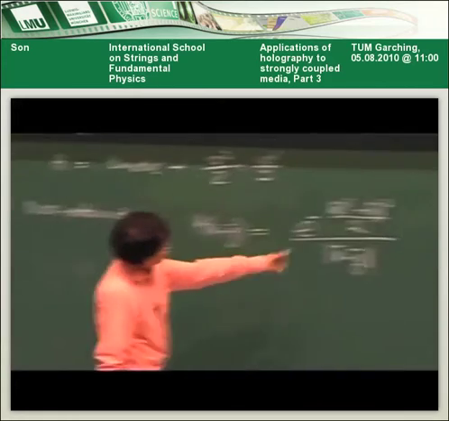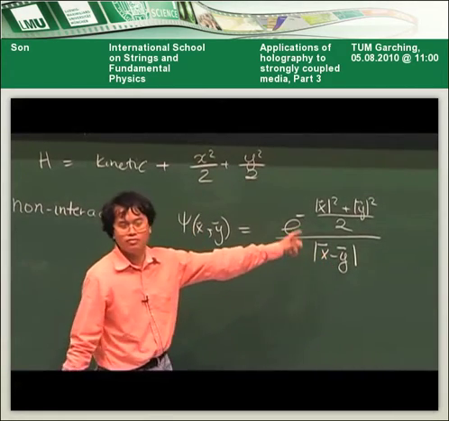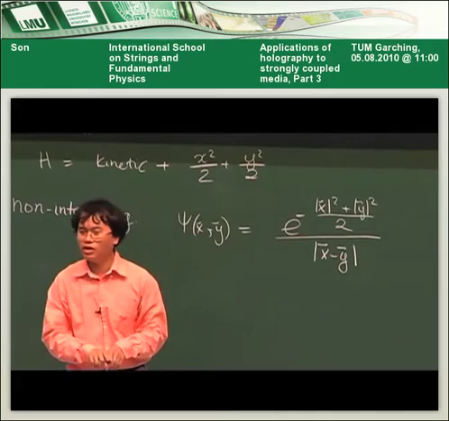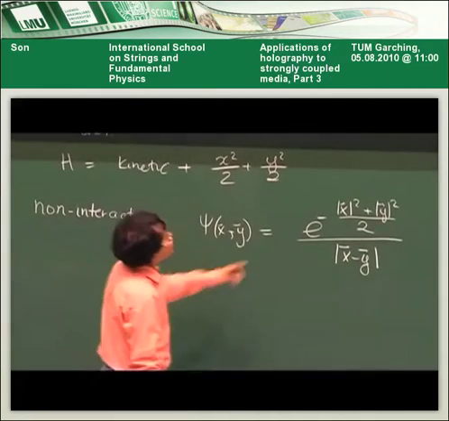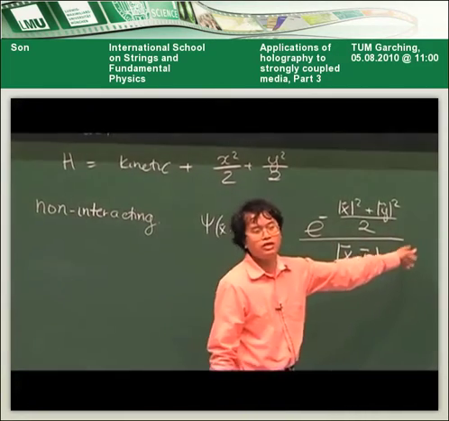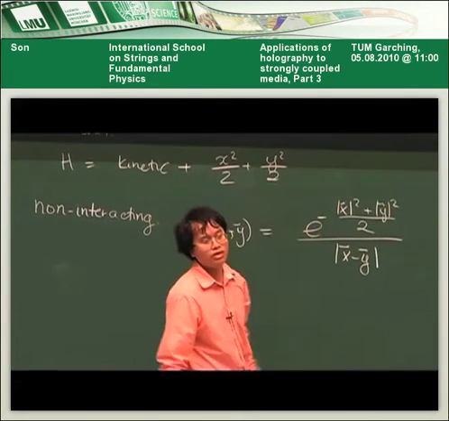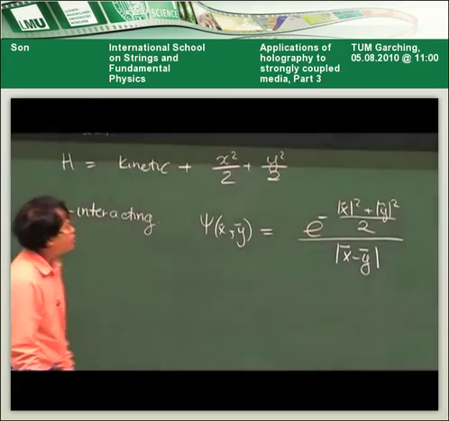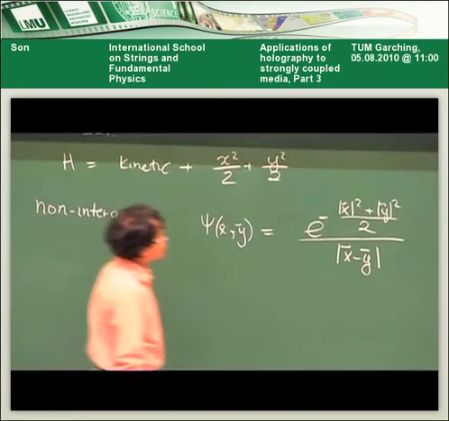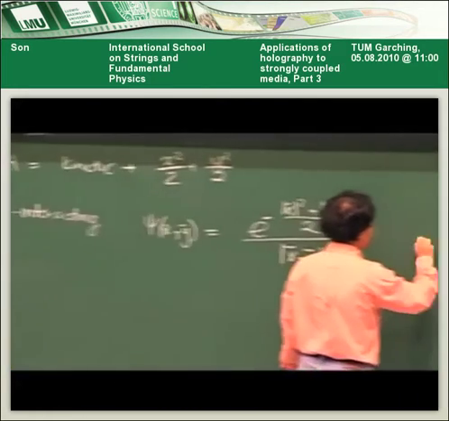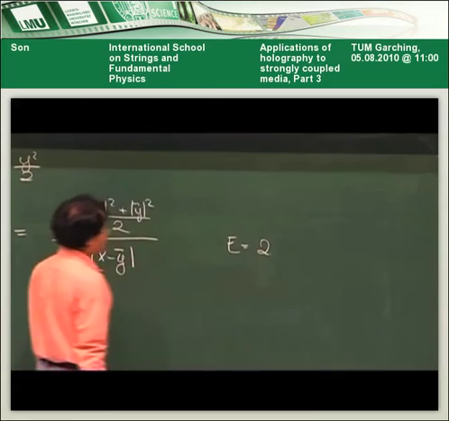When x goes to y, you can see here that the wave function becomes singular. You need to check additionally that the first correction is 0 and only the next leading correction is non-zero. The energy of the ground state here is equal to 2. Okay?